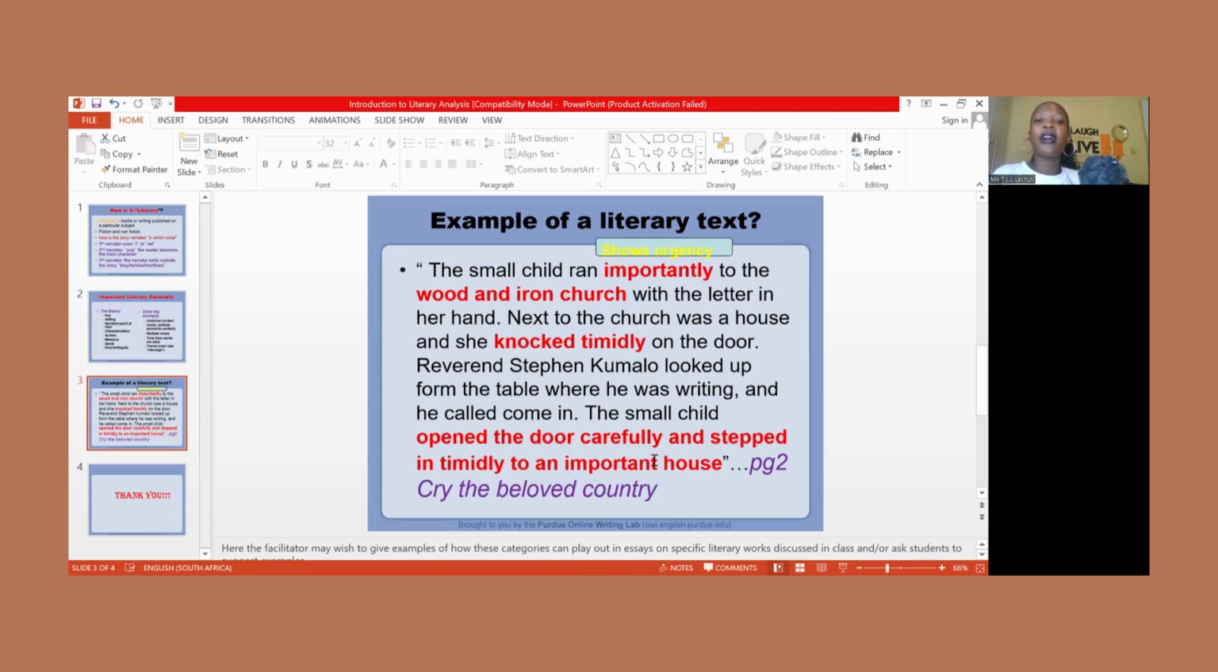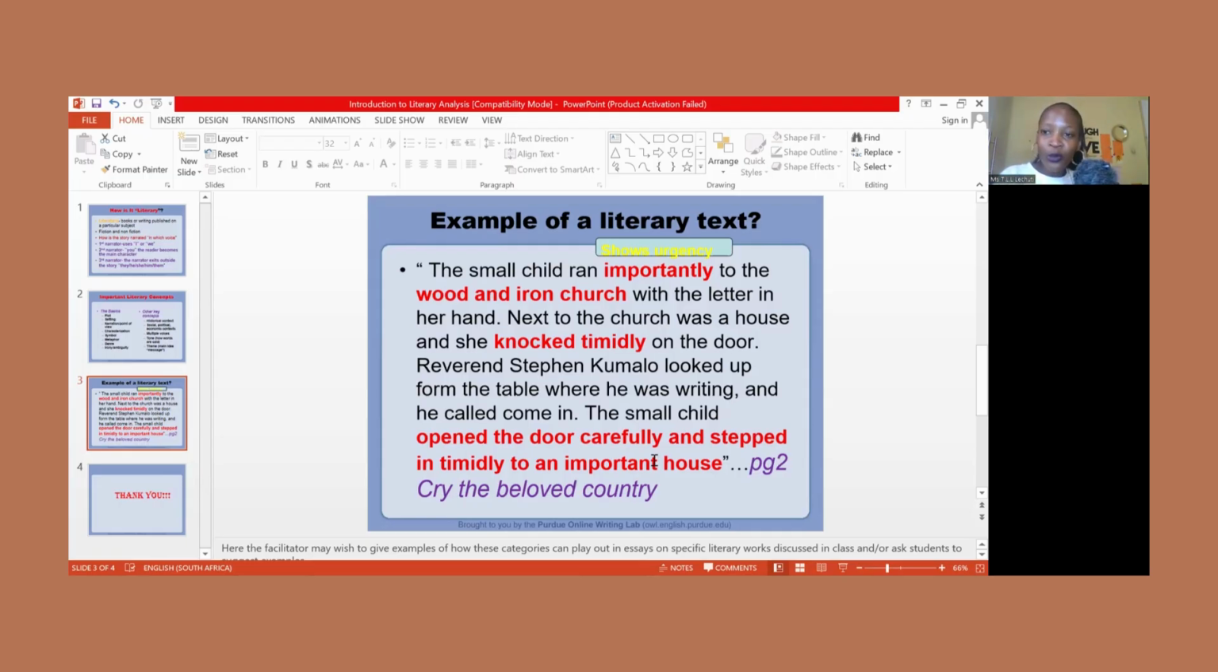And then remember, the adjectives that are used here, wood and iron church, were to give us also the sense of the kind of lifestyle that they were living in a rural area in the olden days, the methods of building there, and also somewhat to show the state of maybe the standard of living. We can safely say that it shows a poor state because it's not a modernly built house. The child ran importantly because she had something important to deliver to Reverend Stephen Khumalo, which is this letter.